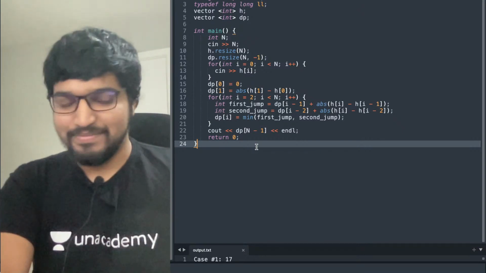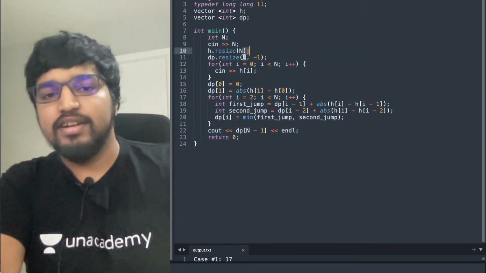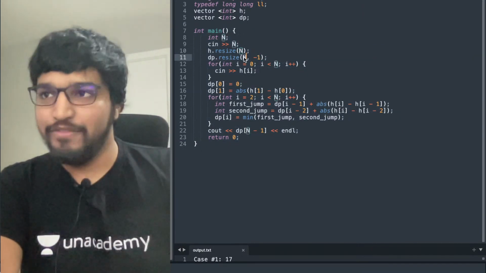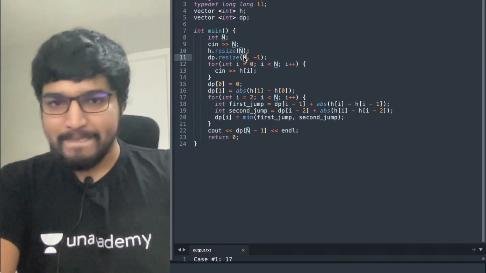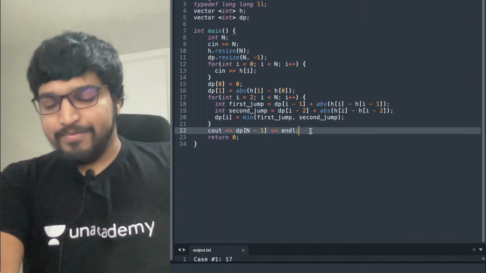Any doubts so far? If you look at this, I'm just creating a new array of size n. Additional complexity, you can call it O of n. This is the already given input. This is O of n.